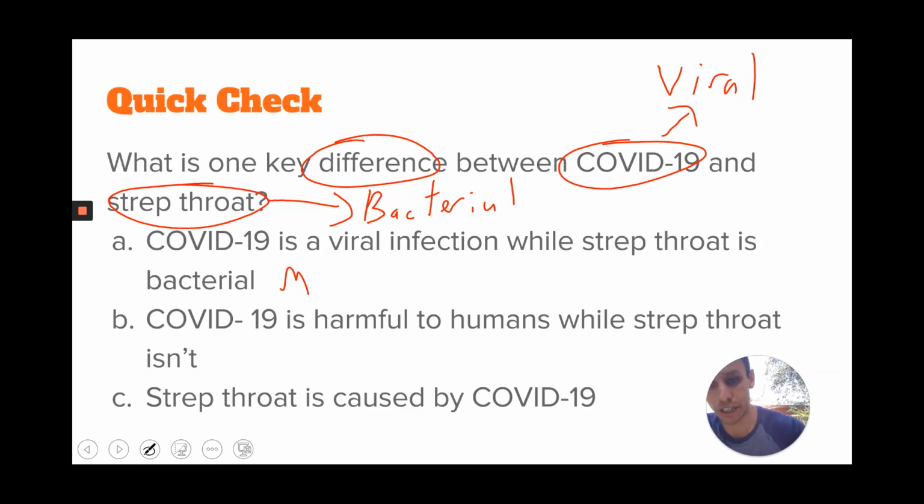Let's just make sure the other answers don't make sense. B, COVID-19 is harmful to humans while strep throat isn't. I think we know that strep throat gives us a sore throat. It's definitely harmful to humans, and COVID-19 we already know is as well, so that could not be the answer. And C, strep throat is caused by COVID-19. That was never said in our lesson. A is our answer. COVID-19 is a viral infection. Strep throat is bacterial.